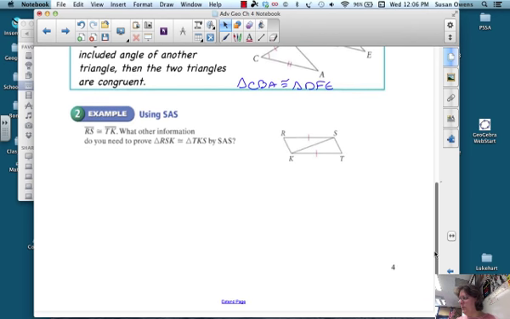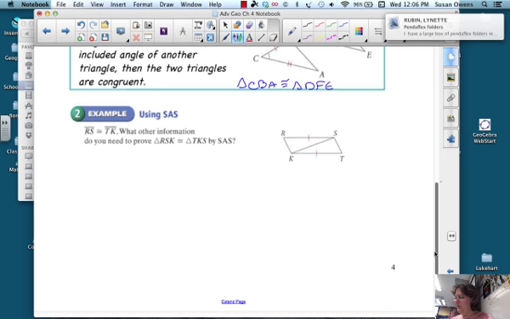So here in this problem, we're given that RS is congruent to TK. What other information do you need to prove that the triangles are congruent by side, angle, side? So side, angle, side would be two sides and then the angle that's between those two sides. This is one of the first times that we're going to use a reflexive property.